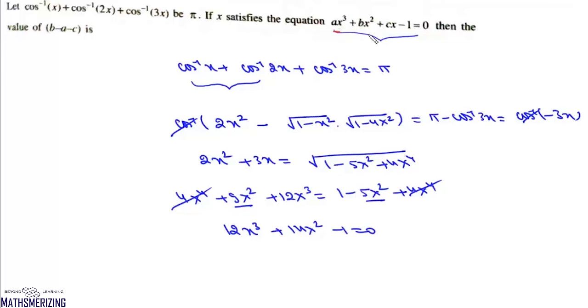Now we'll compare it with this given equation. Then the value of a is 12, the value of b is 14, and the value of c is 0. Now we need to find the value of b minus a minus c. Now b is 14, a is 12, and c is 0. So the answer to this question is simply 2.